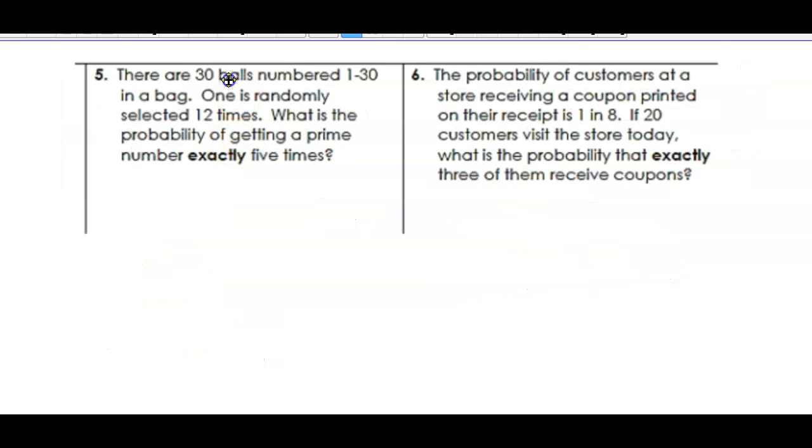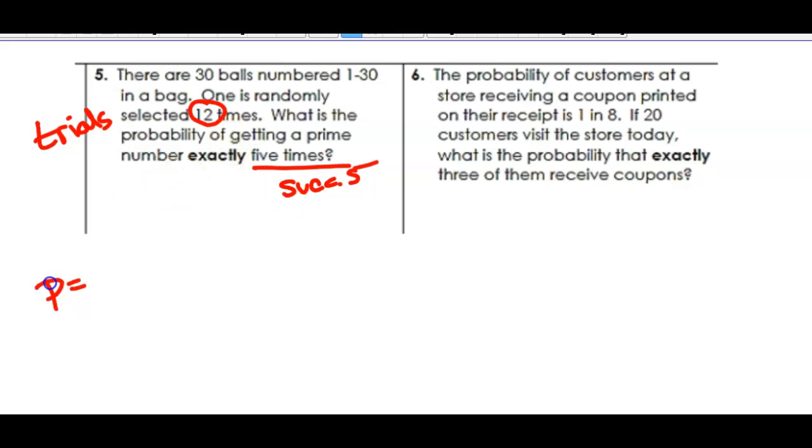There are 30 balls numbered 1 to 30 in a bag. One is randomly selected 12 times. So we're doing 12 trials. What is the probability of getting a prime number exactly 5 times? So this is our successes, would be 5. Now we've got to figure out how many of them are prime.